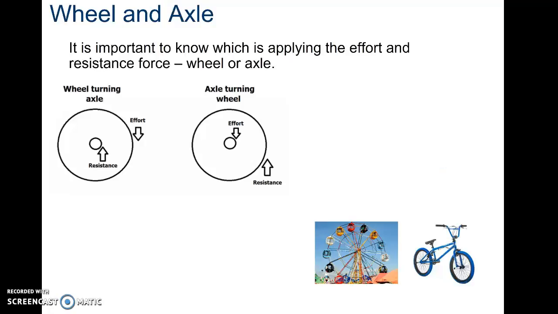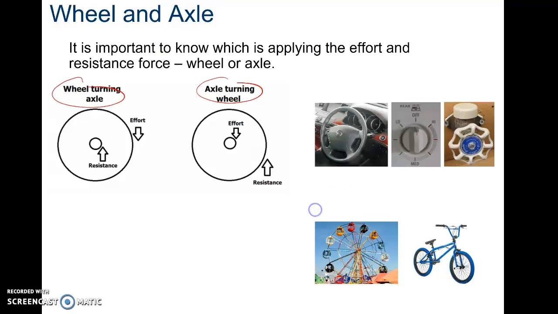As I mentioned before, there are two different scenarios when you're talking about a wheel and axle system. You can have it where the wheel is turning the axle or where the axle is turning the wheel. Let's think about some examples of when the wheel is turning the axle. When you turn the steering wheel on a car, your effort force is actually on the wheel. The wheel right here would be your effort force, and the axle, which would be somewhere in the middle, would be your resistance force.